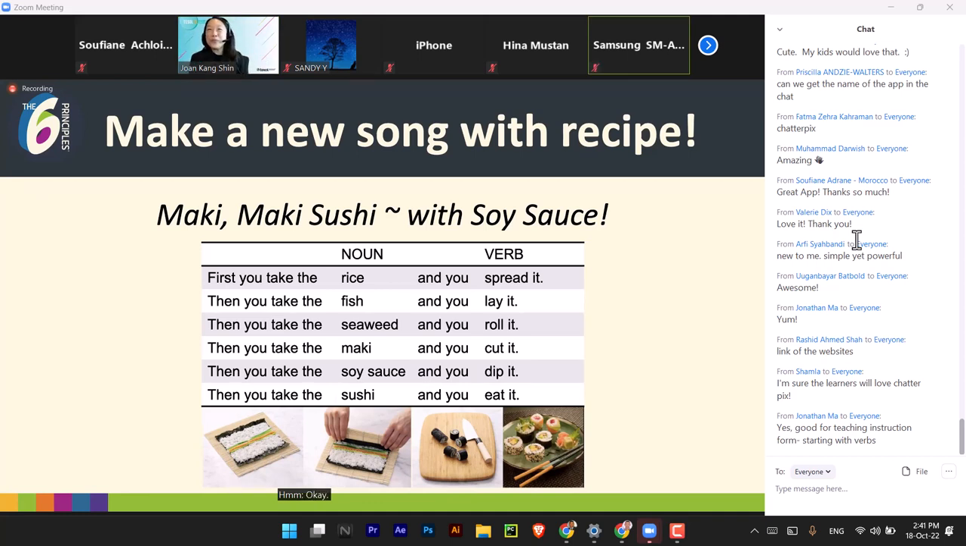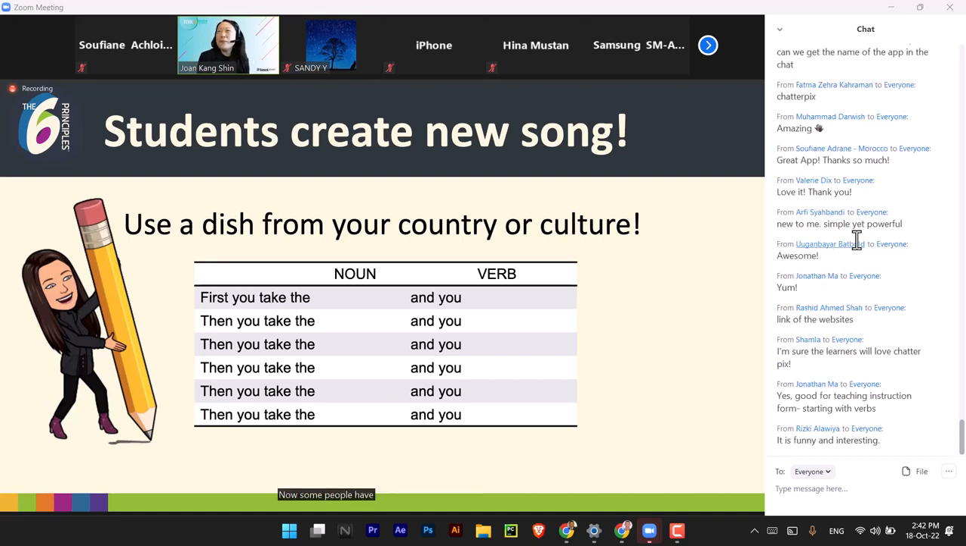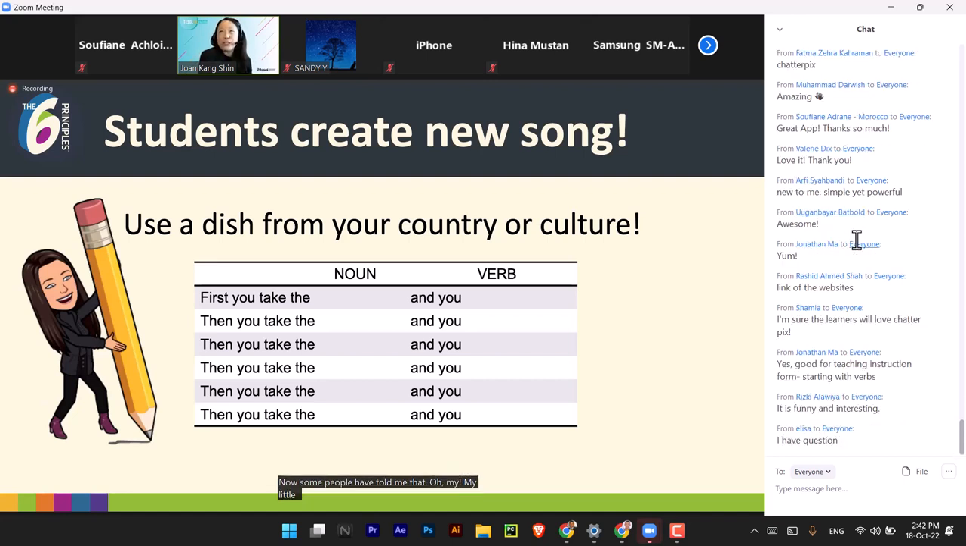All right. So you could make a new song with a new recipe and bring in all kinds of recipes for your students. So that's introducing them to other foods and cultures. Now, you can also have your students create a song about their favorite dish so they can think about what they want to do.